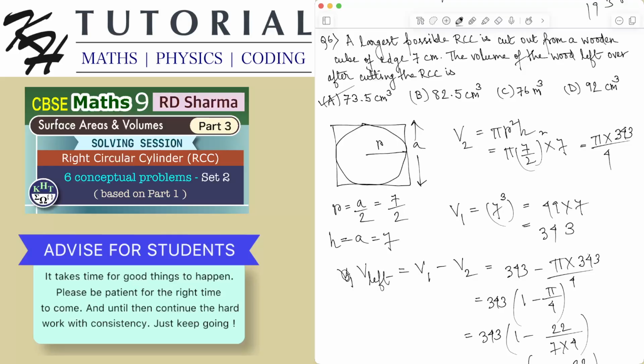So with this, it comes to an end in solving 6 conceptual problems of set 2 based on the surface area and volume of an RCC, that is right circular cylinder.